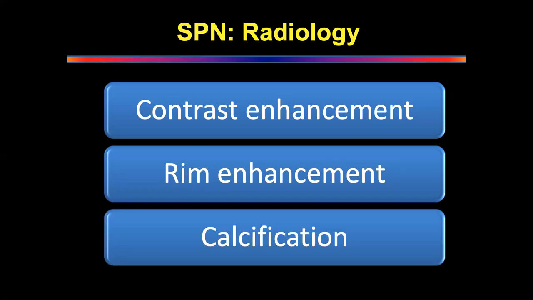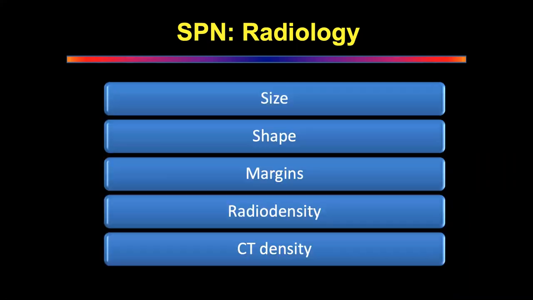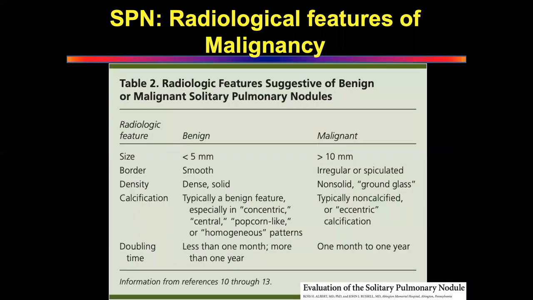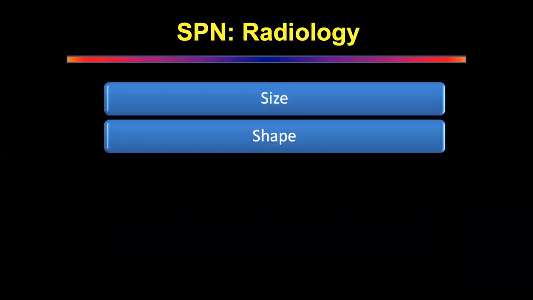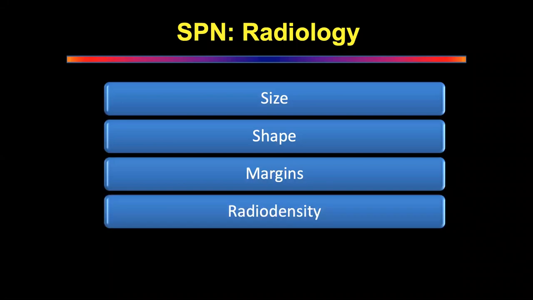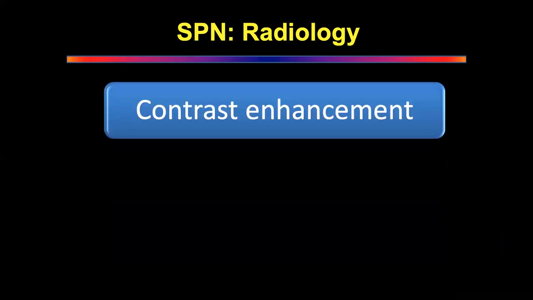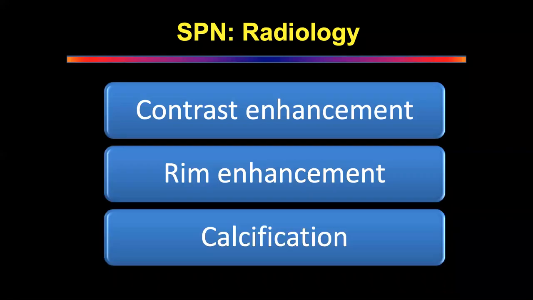Okay, and then you said calcification. I'm going to repeat this slide. Please, I need everybody to answer this slide for me because this is bang, bang. In an exam, if I ask you this question, just tell it out like a parrot. Size, shape, margins, radiodensity, CT density, contrast enhancement, rim enhancement, and calcification. This also comes in the MCQ. By the way, I've read an MCQ where this was there. And again, this is from the BTS guideline, so I'm not making it up.